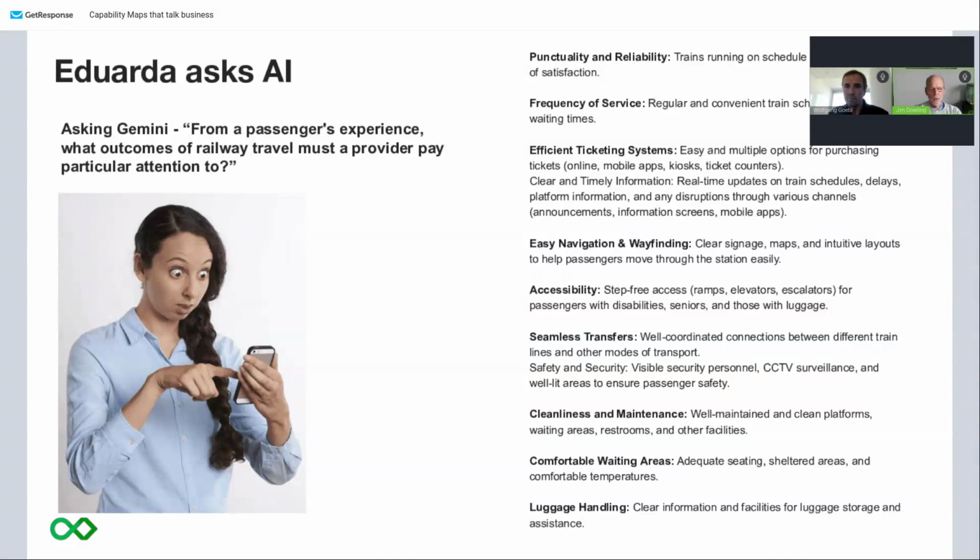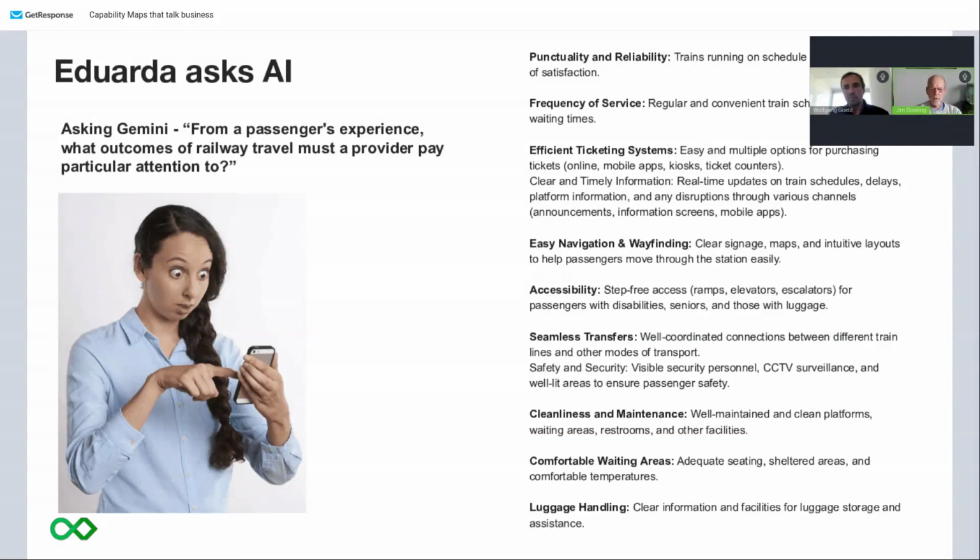So we asked the question, and this is directly into Gemini, the prompt was, my company is Constellation Brands. Who are my major competitors and what differentiates me from them in the eyes of our customers? And it came back with this list. This particular one was then recrafted for this work, which was from a passenger's experience, what outcomes of railway systems, etc. And this goes on for another half page of capabilities.